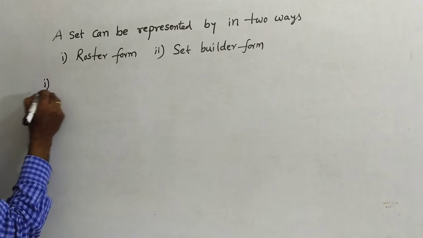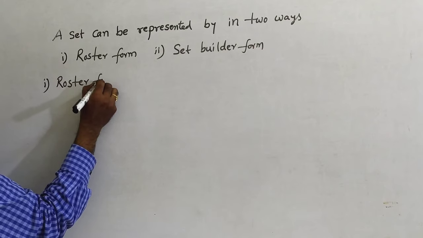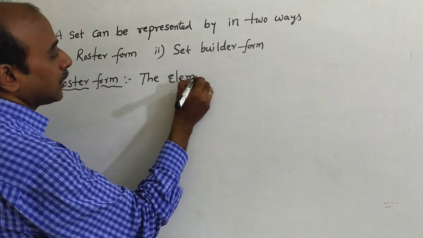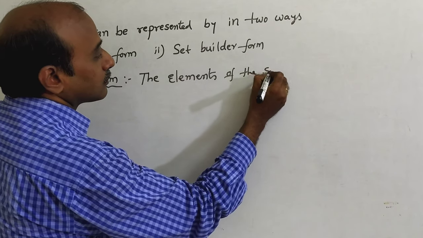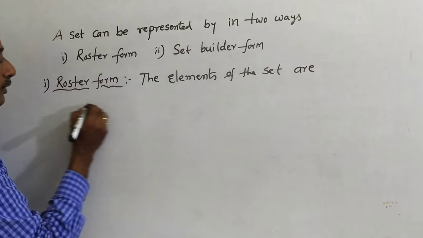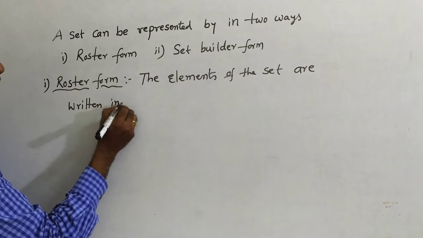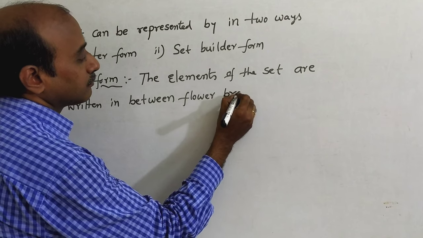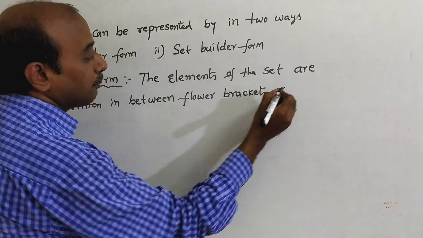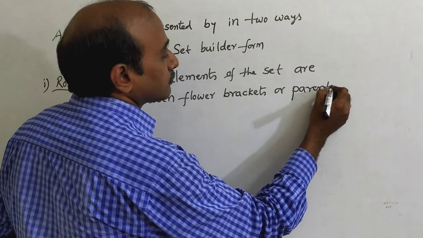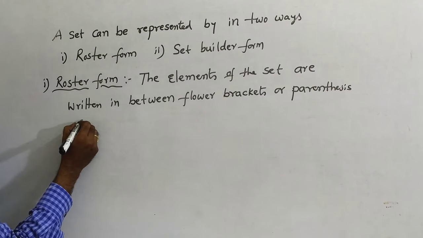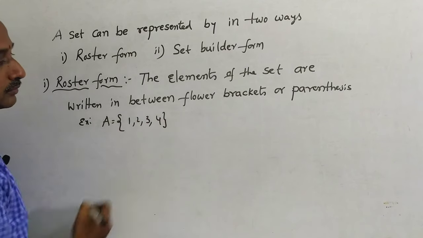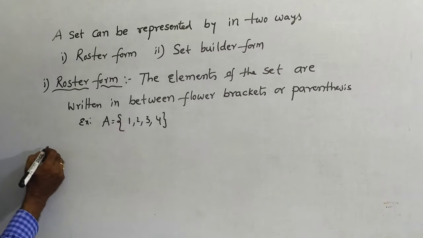Now come to roster form. The elements of the set are written in between flower brackets or parentheses. Example: A is equal to the set 1, 2, 3, 4. This is the flower brackets, and these are the elements.